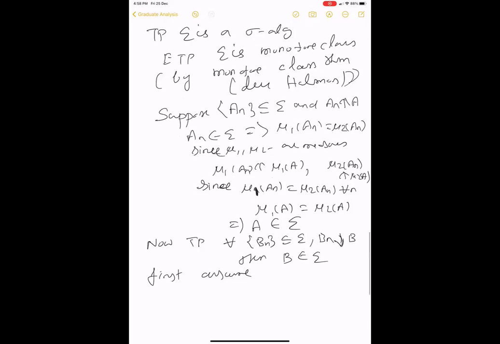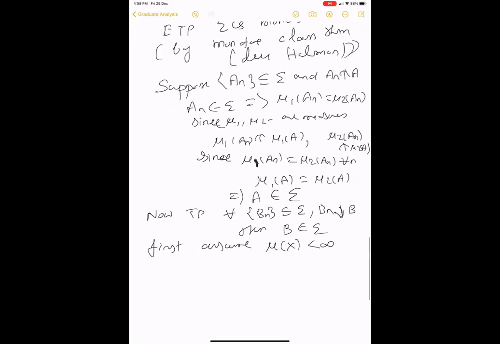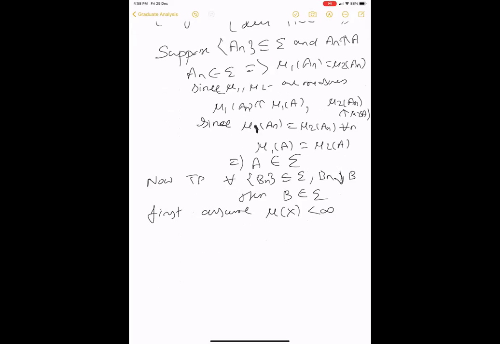But for the statement to be true, we have to assume that it's finite. So first assume our original x, which is in the algebra, so mu is defined on the algebra, and mu of x is finite. Then we will relax this. Then we will assume sigma finiteness and prove that. So mu of x is finite. Then it's clear that mu1 of Bn decreases to mu1 of B, and mu2 of Bn decreases to mu2 of B.